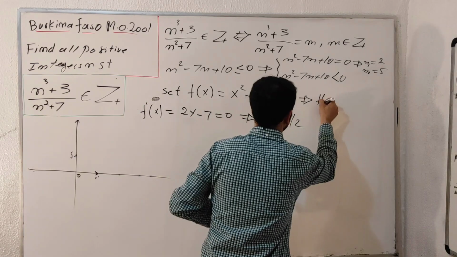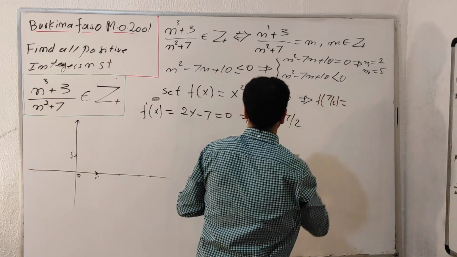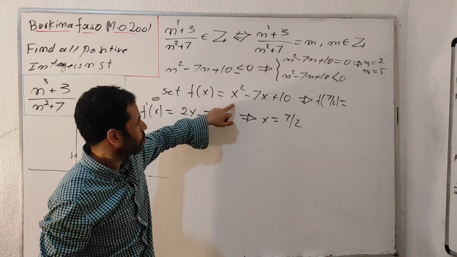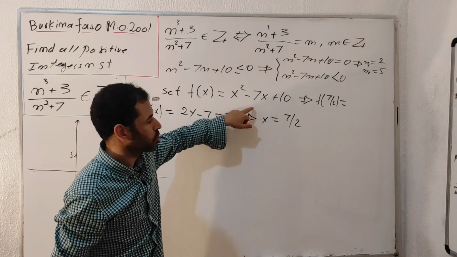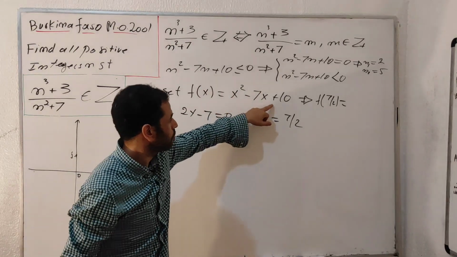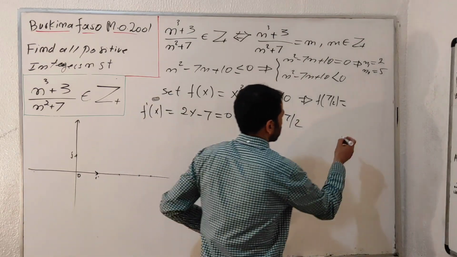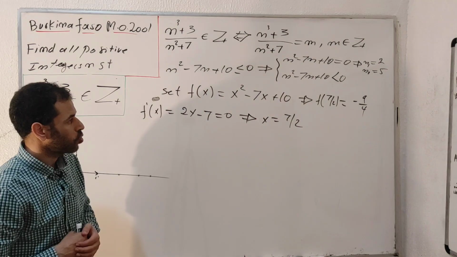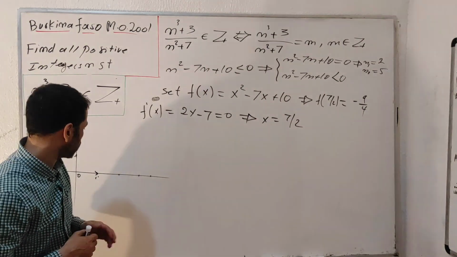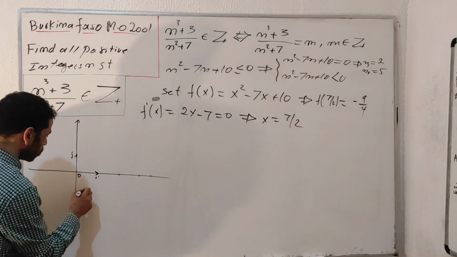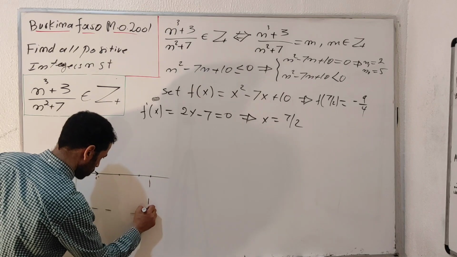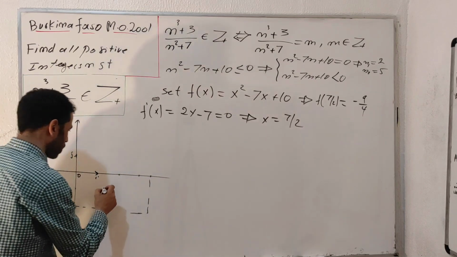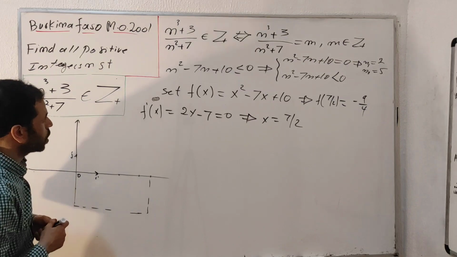I will have f of 7 over 2. So this one is giving us 49 over 4 minus 49 over 2, which is minus 49 over 4, plus 10 is giving us minus 9 over 4, like this. Okay, 9 over 4, which is 2 and a quarter. Okay, so I will have minus 2 here. I will have an upward-facing parabola. So I have two intersections.